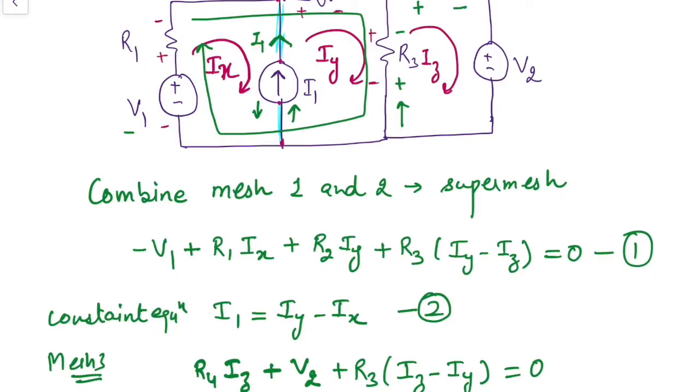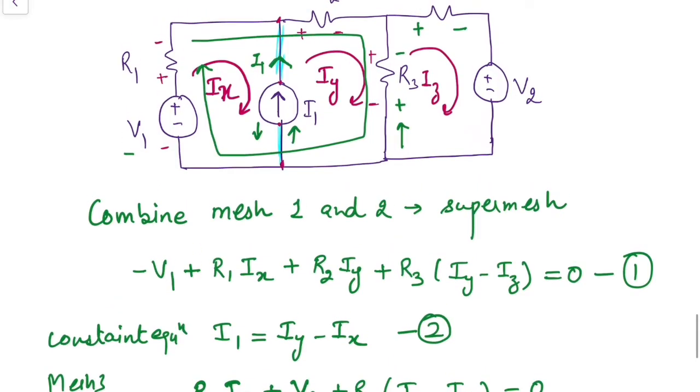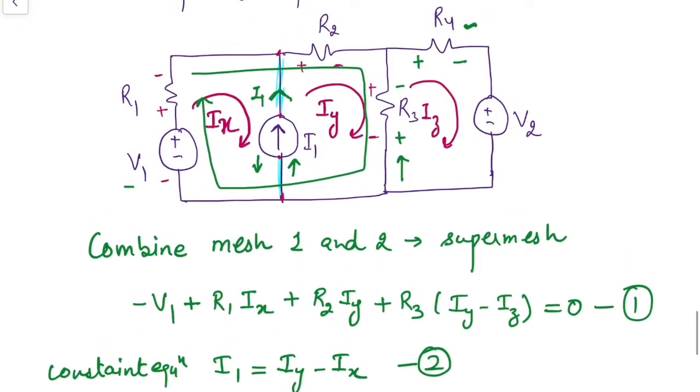currents. So basically, what is supermesh? Supermesh is a combination of two meshes which are having a current source in common. You need to keep in mind that only those two meshes are combined together which are having a current source in common, like over here these two meshes. We can't combine it with the third mesh, because if we combine it with the third mesh, that will result in a loop.